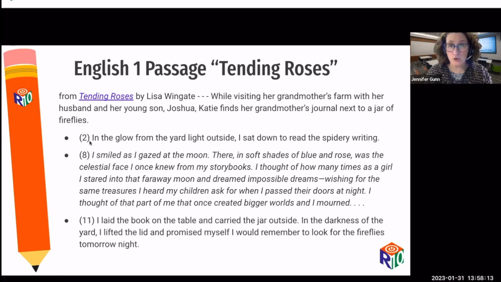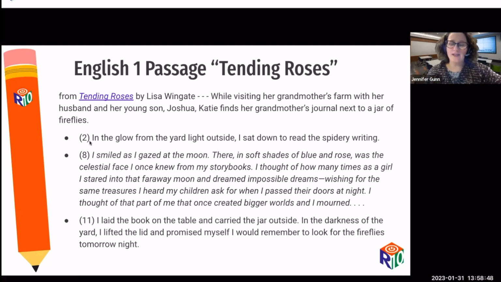From the grandmother's journal, the grandmother says, I smiled as I gazed at the moon. There, in soft shades of blue and rose, was the celestial face I once knew from my storybooks. I thought of how many times as a girl I stared into that faraway moon and dreamed impossible dreams, wishing for the same treasures I heard my children ask for when I passed their doors at night. I thought of that part of me that once created bigger worlds, and I mourned.